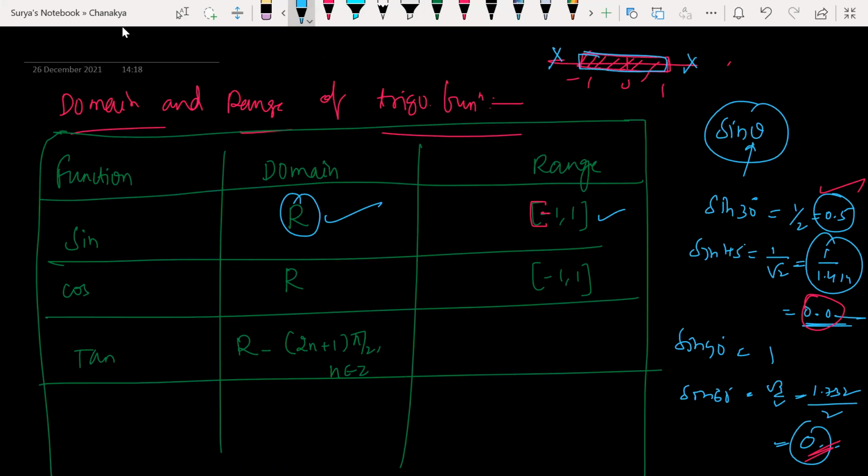Whatever value you substitute in place of theta, whatever you take, any value if you substitute, that is going to be the range. Beyond -1 it will not go, and beyond +1 it will not go. It always lies between -1 to 1. Hope it is clear to everyone.